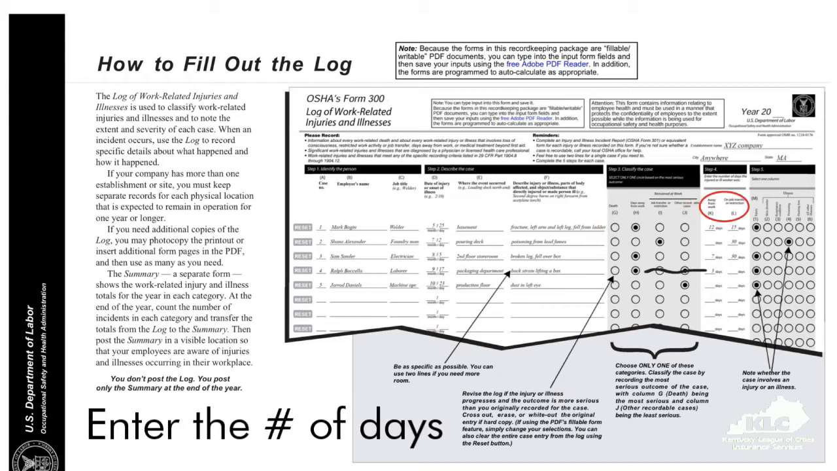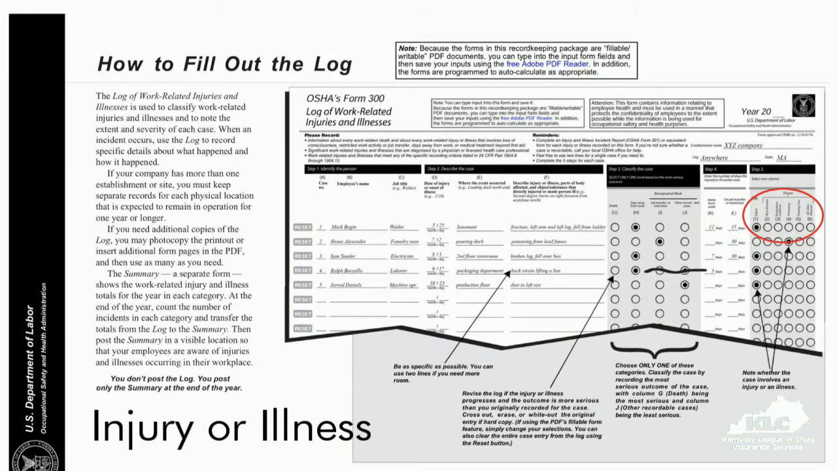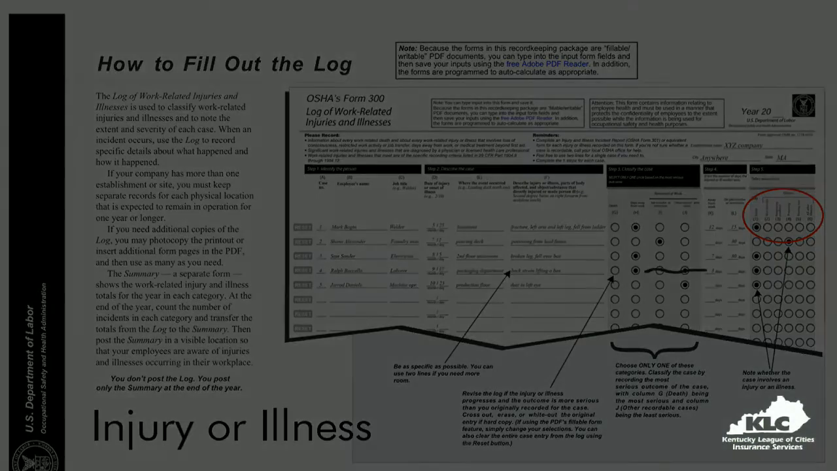Next, you want to enter the number of days the injured or ill worker was away from work or was on job transfer or restricted work activity. And lastly, you want to identify whether the case is an injury or illness. If the case is an injury, check the injury category. If the case is an illness, check the appropriate illness category.